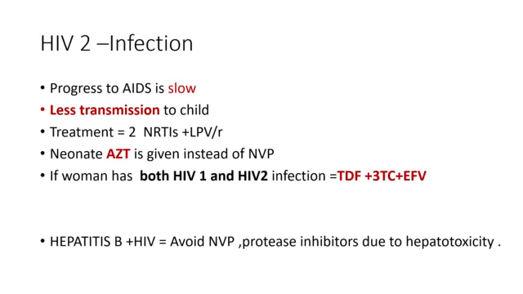Whenever the lady gets HIV-2 infection, the progress of the disease to AIDS is very slow and there is less transmission to the child with pregnancy. The treatment is the same: 2 NRTIs plus LPV is included, and the neonate receives AZT in place of nevirapine. If the lady has both HIV 1 and 2 infection, then the same regimen as for HIV-1 is continued, like TDF plus 3TC plus EFV.